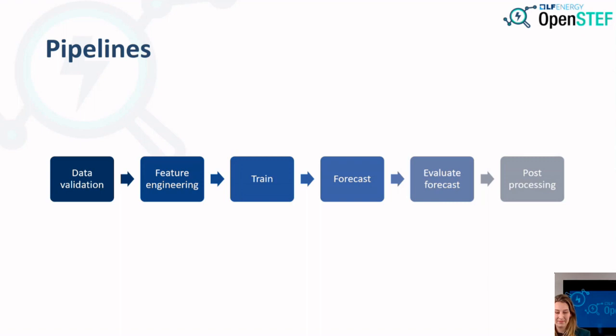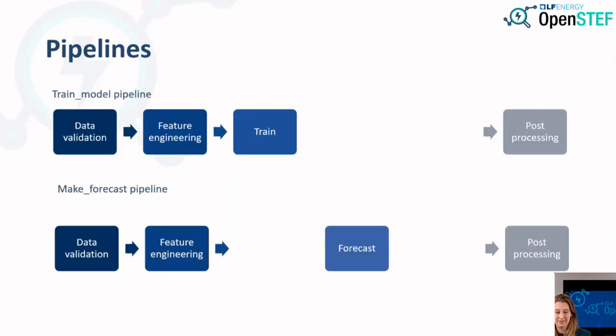And then using these prediction jobs together with the input data, you can call the aforementioned fully automated machine learning pipelines of OpenStef. This is one of the key selling points of OpenStef, as it makes the complex task of machine learning quite easy, as a pipeline contains all the necessary steps that are required to make a forecast or train a model. These steps contain, for example, data validation, feature engineering, training a model, making a forecast, evaluating such a forecast, and even some post-processing steps. So all these required machine learning steps are combined within a pipeline, making it quite easy to perform the task.